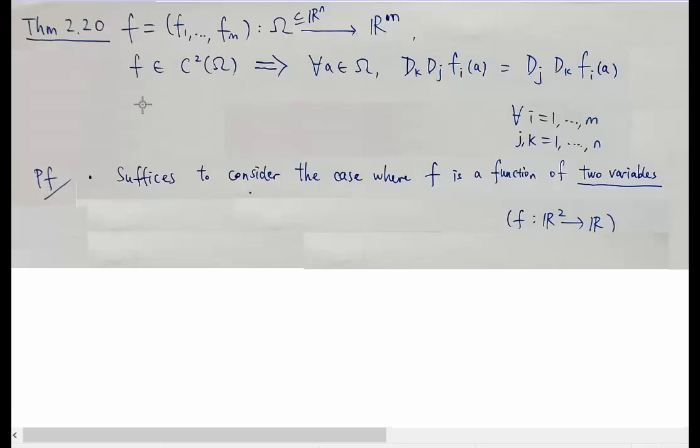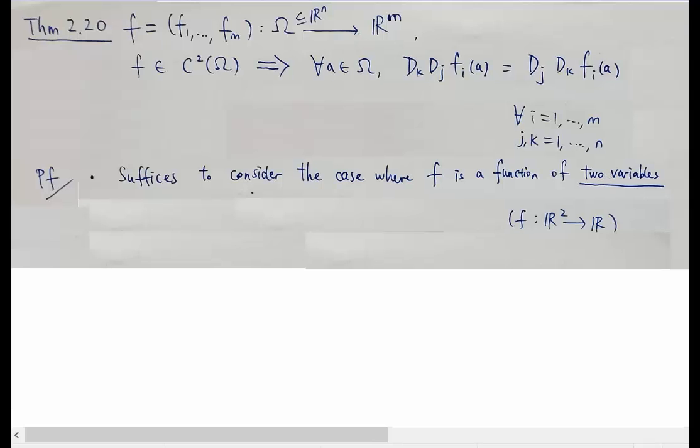Okay, so here's the theorem. So as usual, let f be a function from omega to Rm, where omega is a subset of Rn. If f is of class C2 on omega, then all the mixed partial derivatives are equal. And the proof goes as the following. Now first of all, we note that it suffices to consider the case where the function f is a function of two variables. Now the reason is that when we are considering the second order partial derivatives, only two of the variables are involved, and all the other variables are fixed and remain unchanged during the partial differentiation.